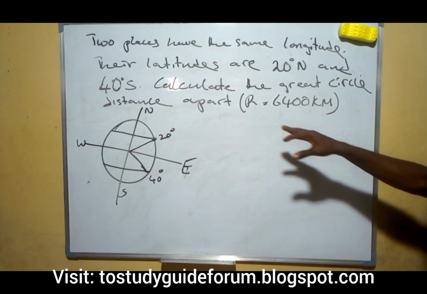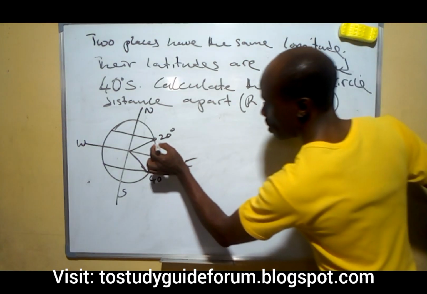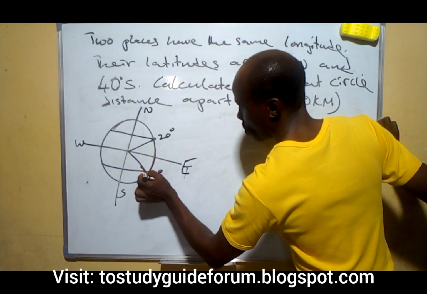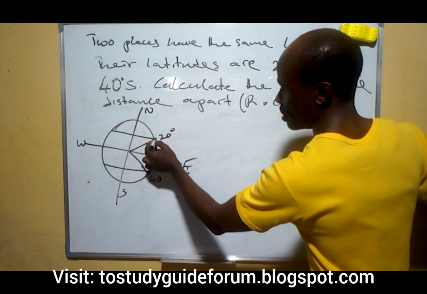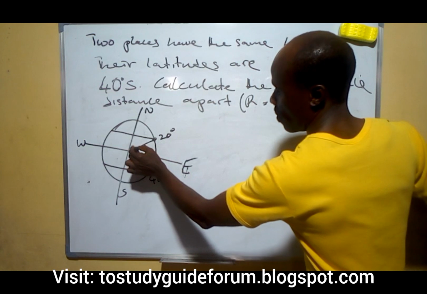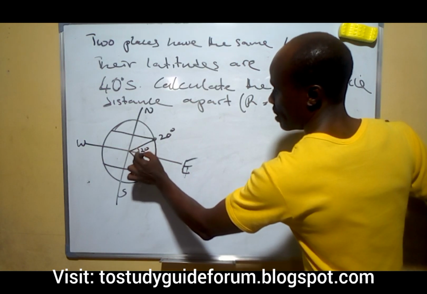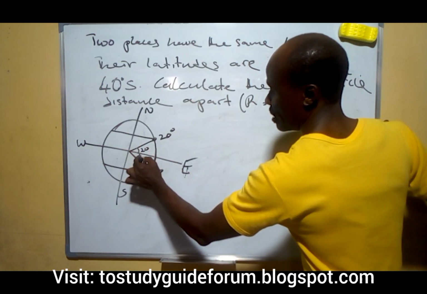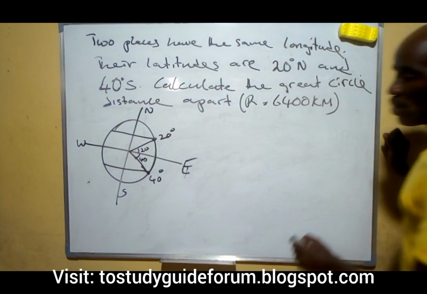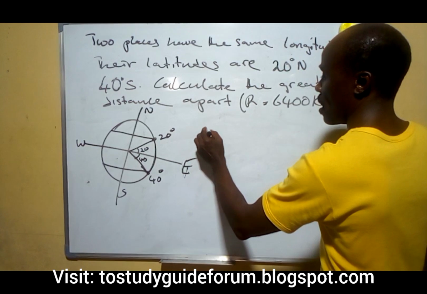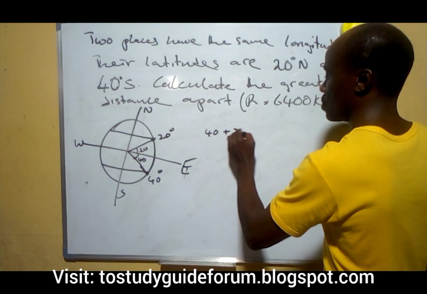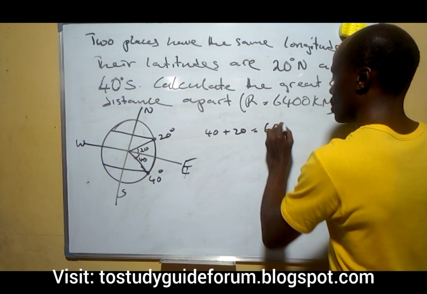Now I said that you calculate the distance apart in the great circle. This is this distance here. So to actually get it, since they are apart, this is the distance, and the angles that involve them, that unite them, are these two angles. So we're going to add them up. If we add up the angles, we have 40 plus 20, we have 60 degrees.